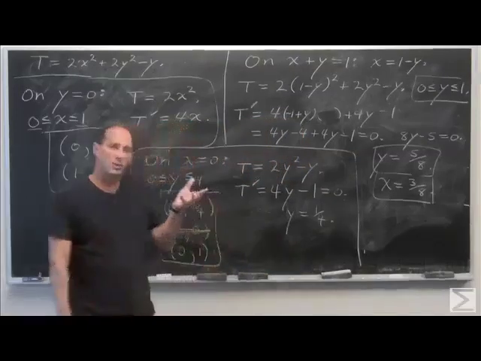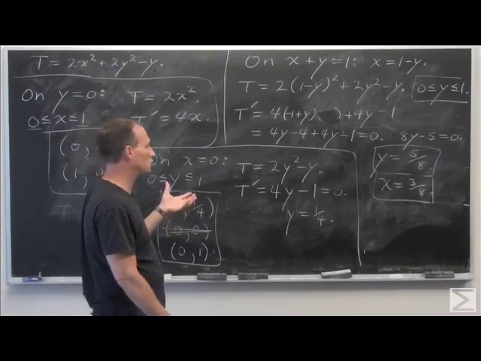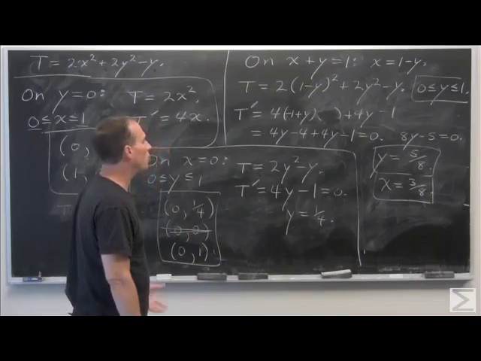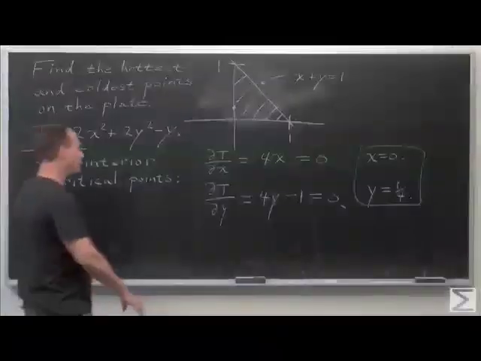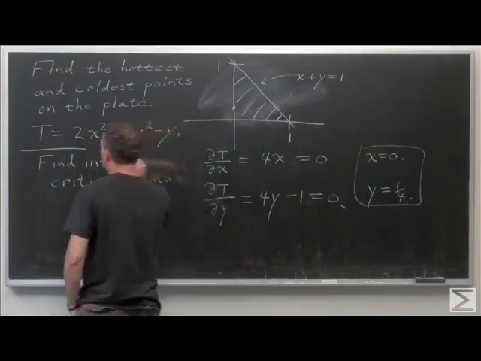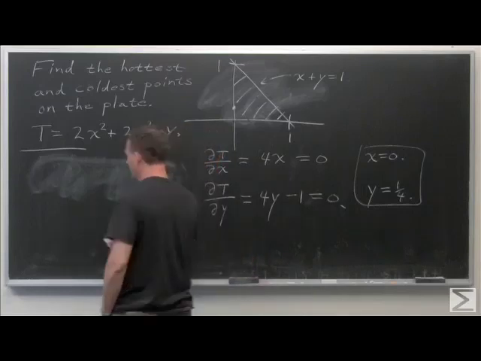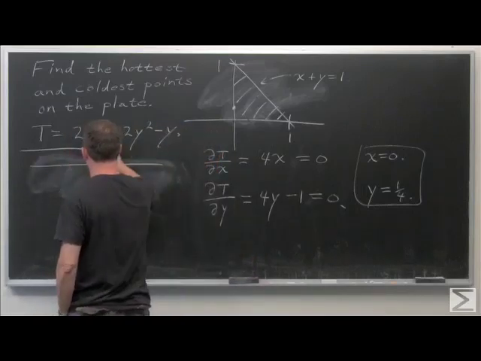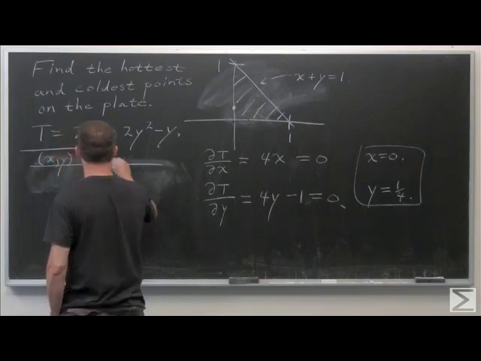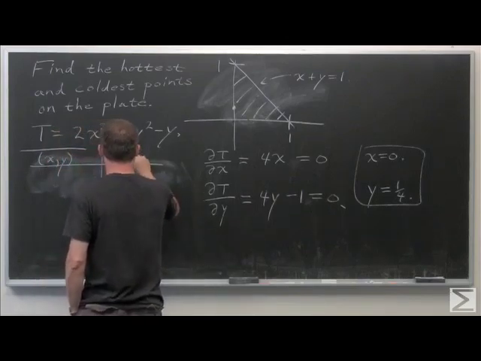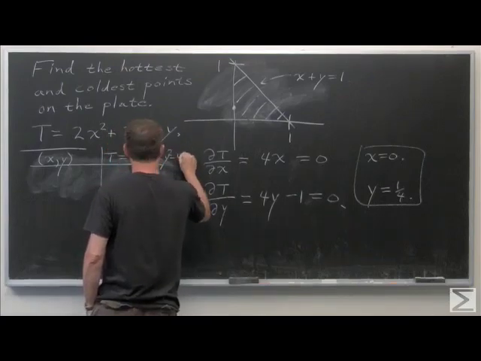So yeah, these problems can get a little long, but they're not so bad. So what do you do at this point? Maybe I won't finish it, but what do you do? Well, you do what we did before. We now have our list of points that we want to check. You've got your x, y pairs. And you've got your function t, which is 2x squared plus 2y squared minus y.